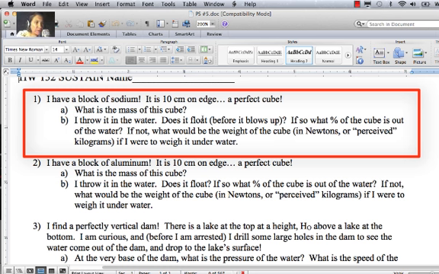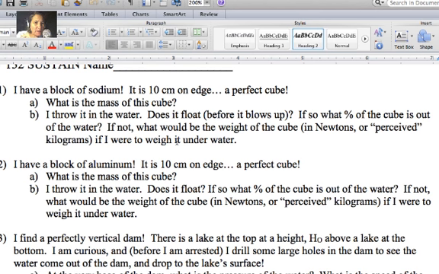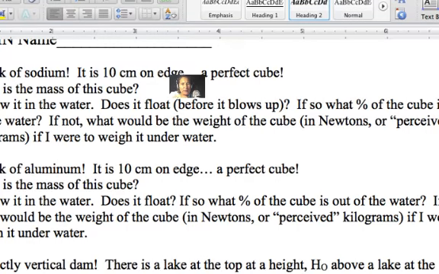It's highly reactive, so it actually wouldn't explode. So before it blows up, does it float? If so, what percent of the cube is out of the water? If not, what would be the weight of the cube if I were to weigh it underwater? Now, I'm not exactly sure what he means by that, but I have a thought about that. So let's go ahead and start this problem.